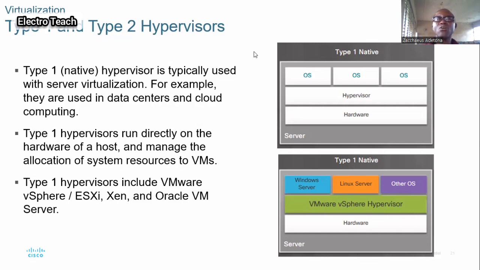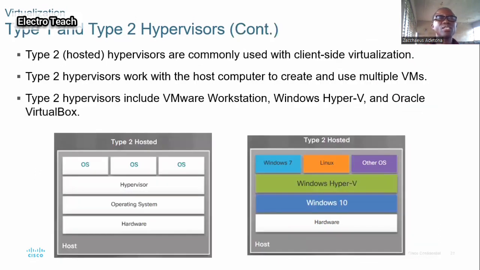All right. Now, apart from that, we want to also talk about a type 2 hypervisor. Type 2 hypervisor is the hosted one, for client-side virtualization, whereby we are talking about systems that are not working as servers. That could be local systems. The type 2 hypervisor is the one that is used on the host system to create multiple virtual machines. Examples of the type 2 hypervisor are VMware Workstation, Windows Hyper-V, and Oracle VirtualBox. These are examples of type 2 hypervisor.